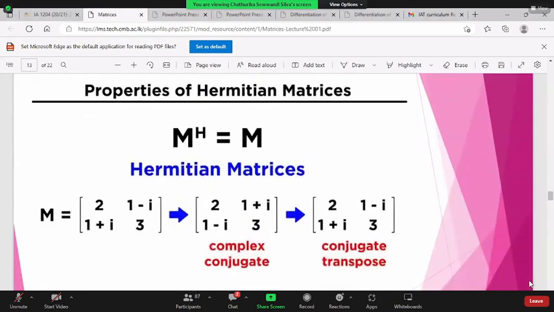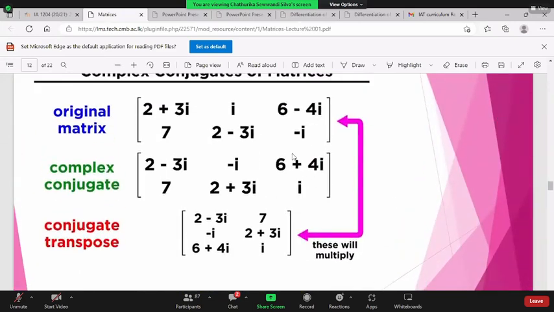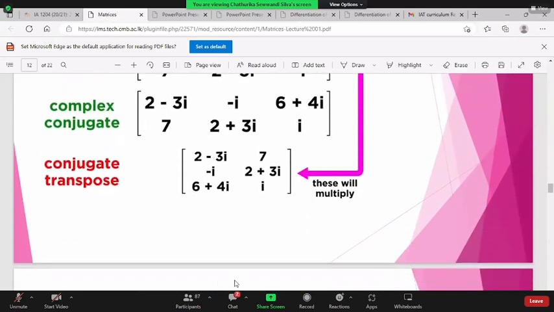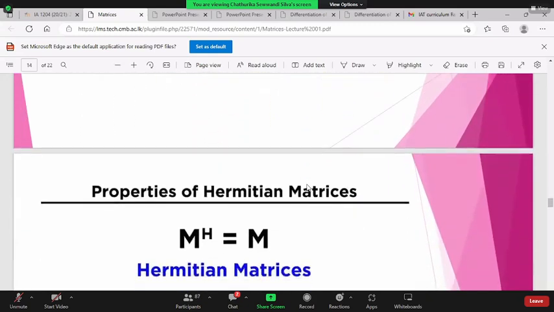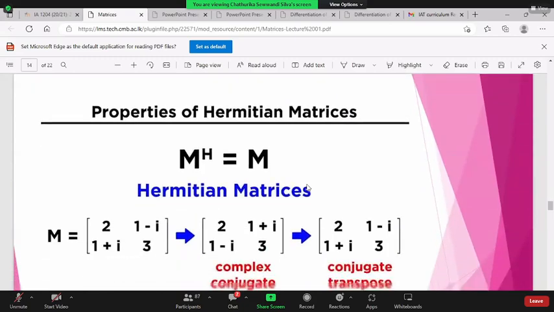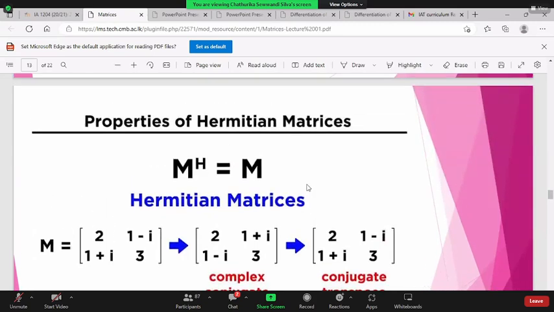Right. So why do we check whether these matrices can be multiplied or not? අපි check කරේ අතරම. So in order to learn a property, to check the properties of Hermitian matrices, right? Hermitian matrices.